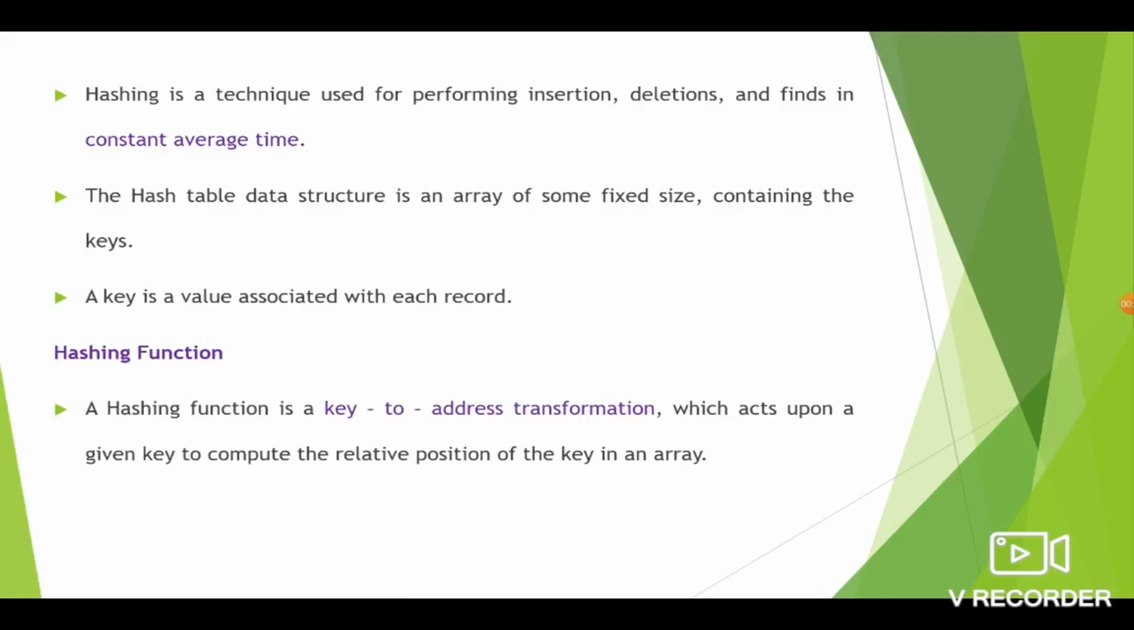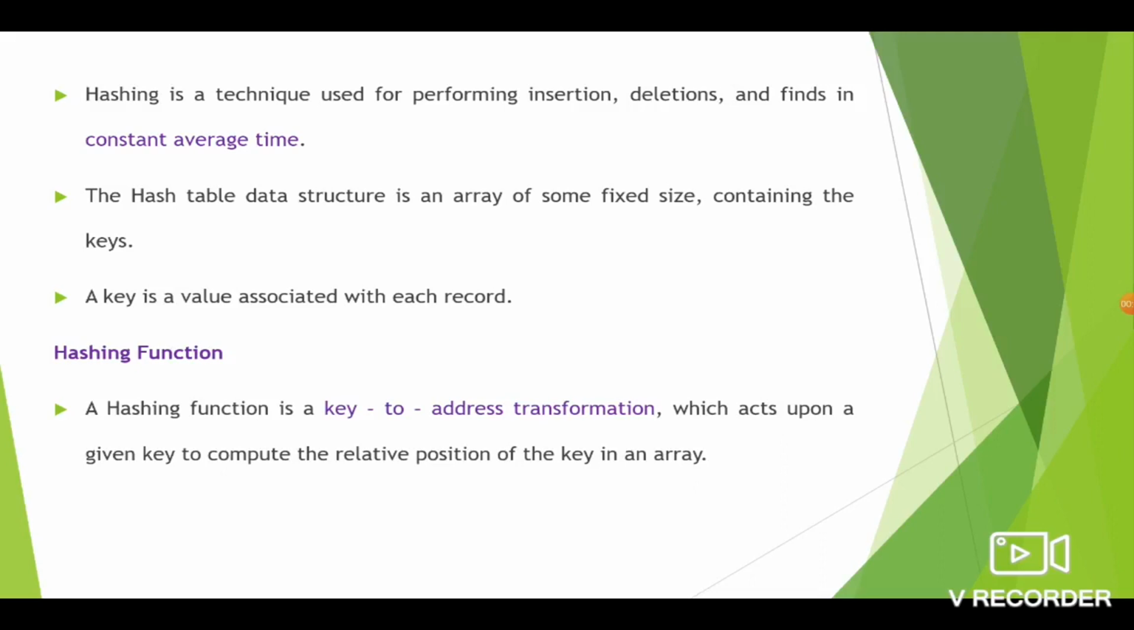So hashing is a technique which is used for performing insertion, deletion and finds in constant average time. Within a constant average time, you can perform insertion, deletion, searching operations with the help of the hashing technique. So the hash table data structure is nothing but an array of some fixed size which contains keys. So what is a key? A key is a value associated with each record.